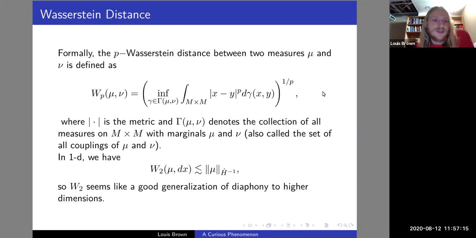And in 1D, we have that the Wasserstein 2 distance between mu and dx, the uniform distribution, is at most on the order of the diaphony. So it seems like W2 is a good generalization of diaphony to higher dimensions, because this quantity is not going to be well defined in higher dimensions, but W2 still is.